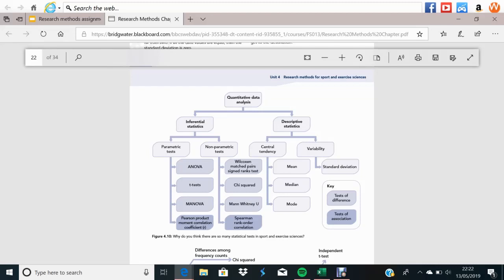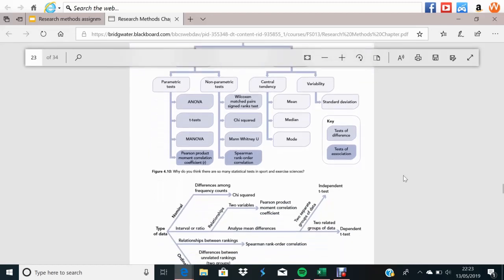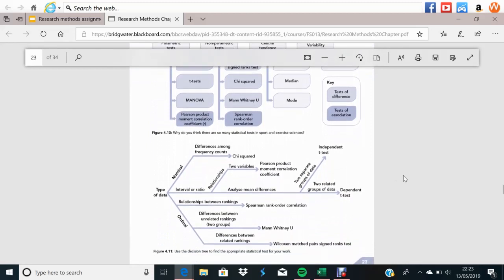So we have ratio data because we're collecting frequencies of basketball and netball shots, which makes it ratio, so we go down the parametric tests. And then it gives us a selection of tests to conduct. So we have the ANOVA test, the t-test, the MANOVA, and the Pearson's test. So now we know one of the four tests that we need to use.